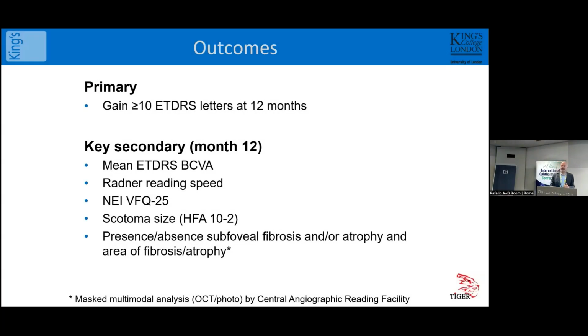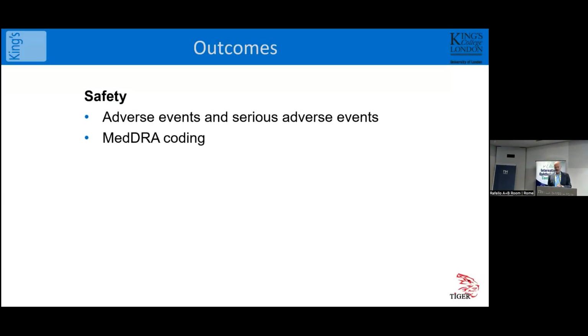Primary outcome is a 10-letter gain at 12 months, but we're looking at mean visual acuity as well over 12 months. Reading speed, because the scotoma can obviously affect the reading speed, so we also look at the visual field. We do visual function questionnaires, and then we have a reading center look for areas of atrophy and fibrosis, because it might be that if you shrink down the hemorrhage, you shrink down the subsequent scarring and disciform lesions that might form otherwise. Fairly standard safety outcome reporting.